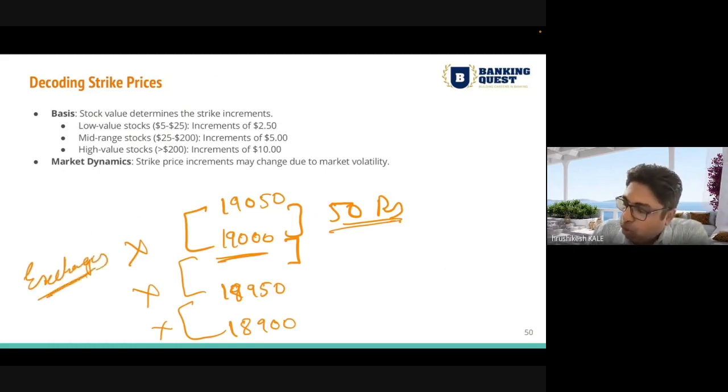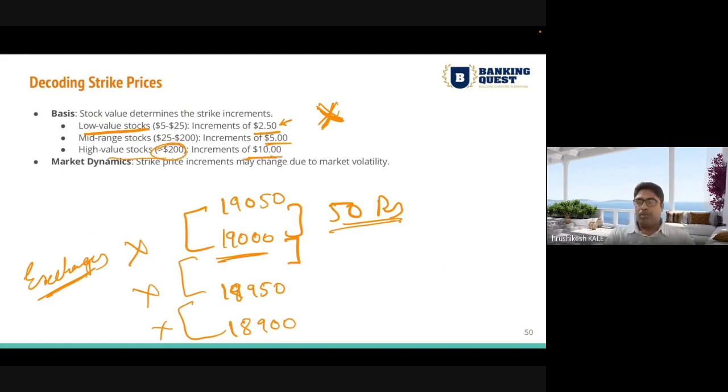So for low value stocks, the increment in the exercise price is $2.5. We are speaking about the Chicago Board. For mid-range stocks, the increment is $5, and for high value stocks greater than 200, the increment is $10. That's how you use the prices.